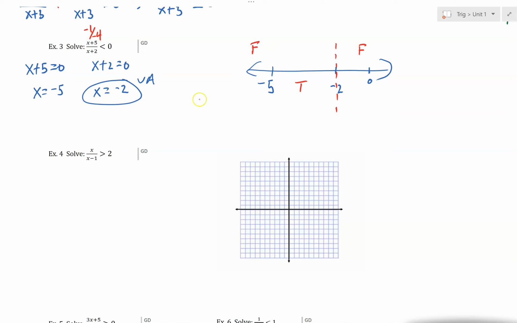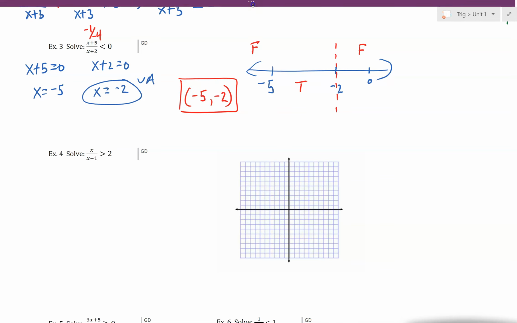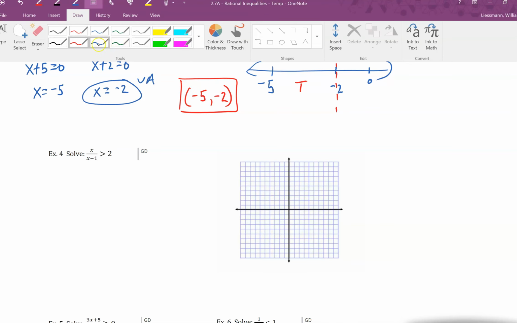So it's telling me my solutions are here. It can never be -2. -5, this one doesn't have an equal sign. So this is an open parenthesis, -5 to -2, open parenthesis. They go pretty quick once you get the hang of them. Let's look at this next one.